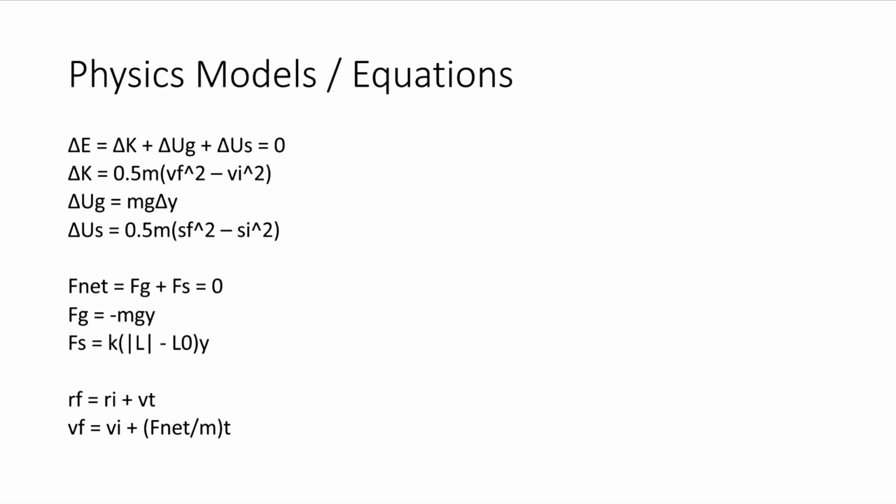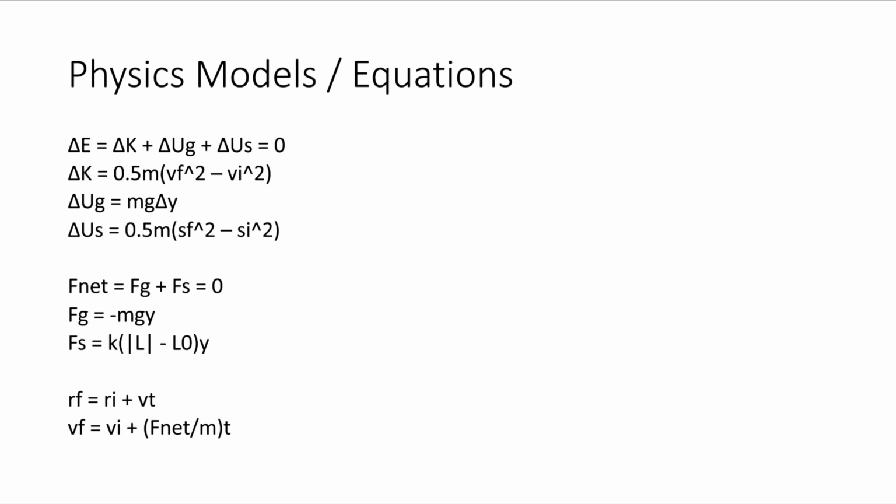In this lab, we're going to use the equation delta E equals delta K plus delta UG plus delta US, and all that will equal 0 because the changes will cancel out. The change in kinetic energy is 1/2 m (v final squared minus v initial squared). The change in potential energy due to gravitation is mg delta y, and the change in potential energy due to the spring is 1/2 k (final displacement squared minus initial displacement squared).